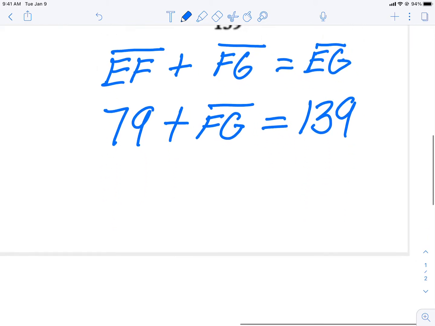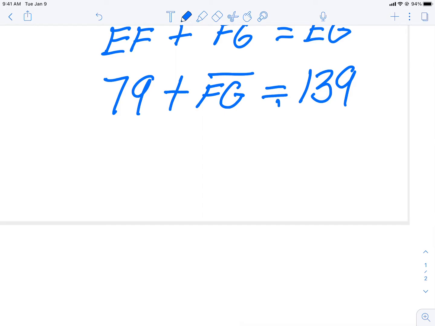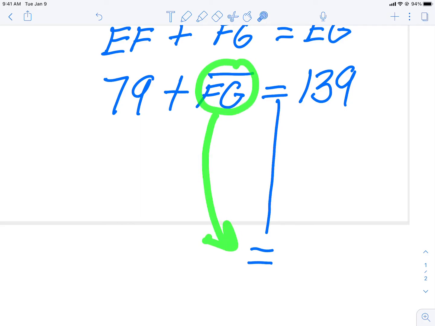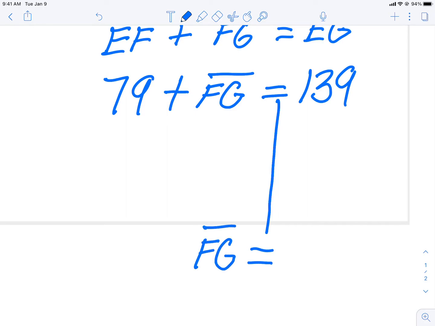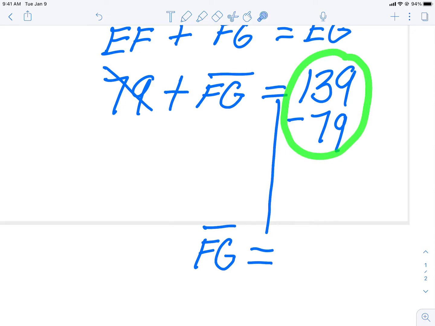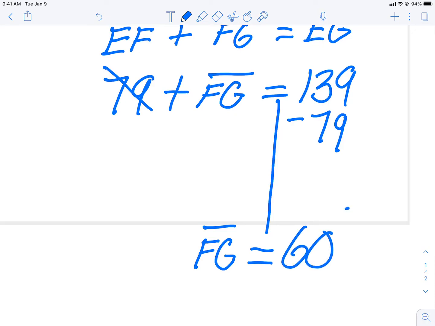So I use my solving one-step equation skills here. I draw my equal sign. I want to get my FG by itself, so I want it to come down just like this. So FG is equal to, and I want to move my 79 over this way, and it becomes minus 79. So 139 minus 79 is 60. And there we go.